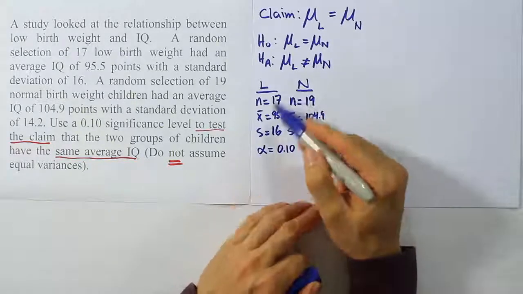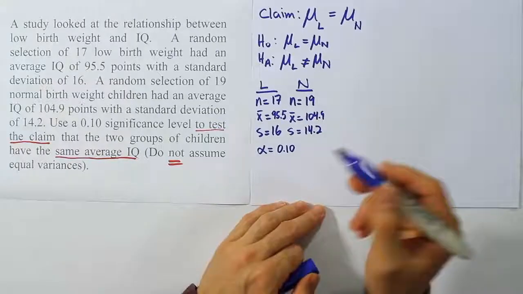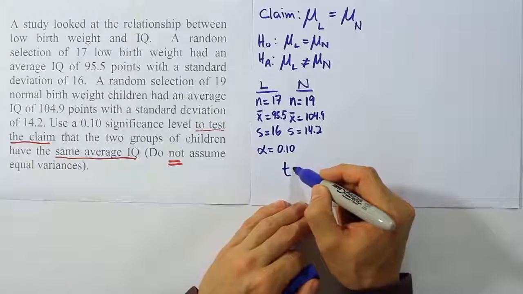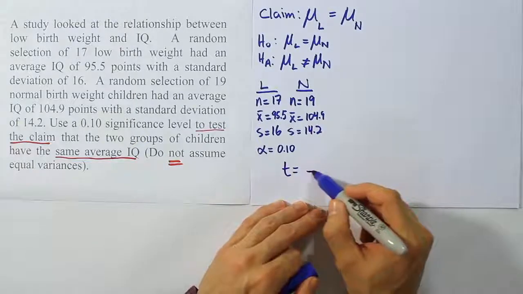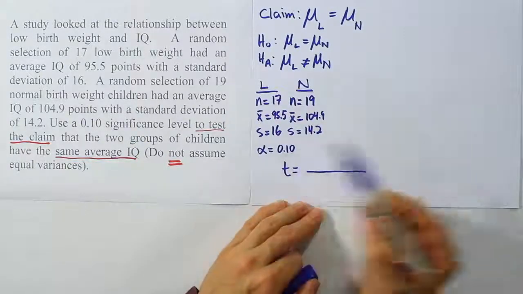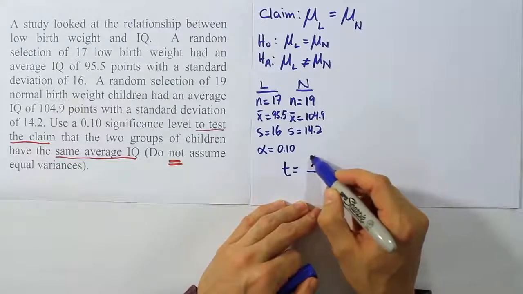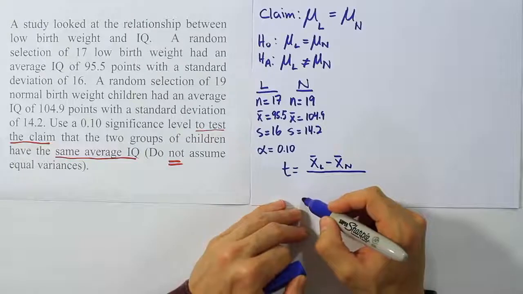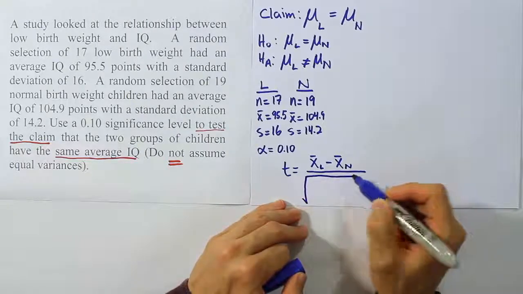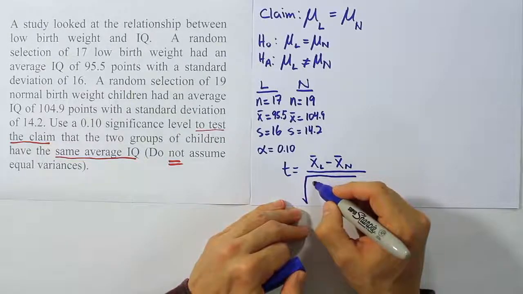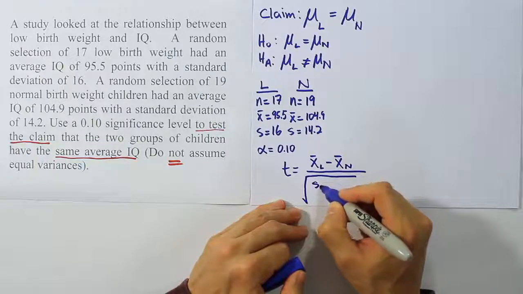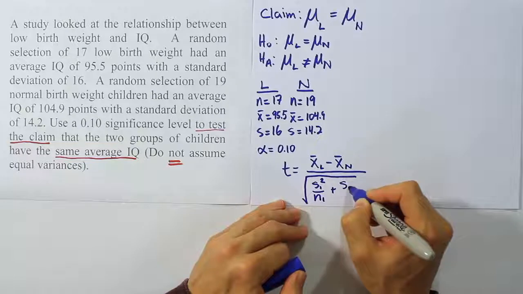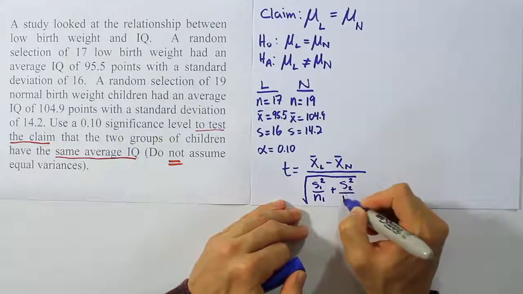Okay, so at this point, taking that data, we're going to plug it into our test statistic formula. Since the n's are small, we will go ahead and use a t test stat formula. And the formula for a problem where we do not assume equal variances is going to be x bar L minus x bar N. Then we'll have the square root of, and under that we'll have the standard deviation for group 1 squared over n1 plus the standard deviation for group 2 squared over n2.